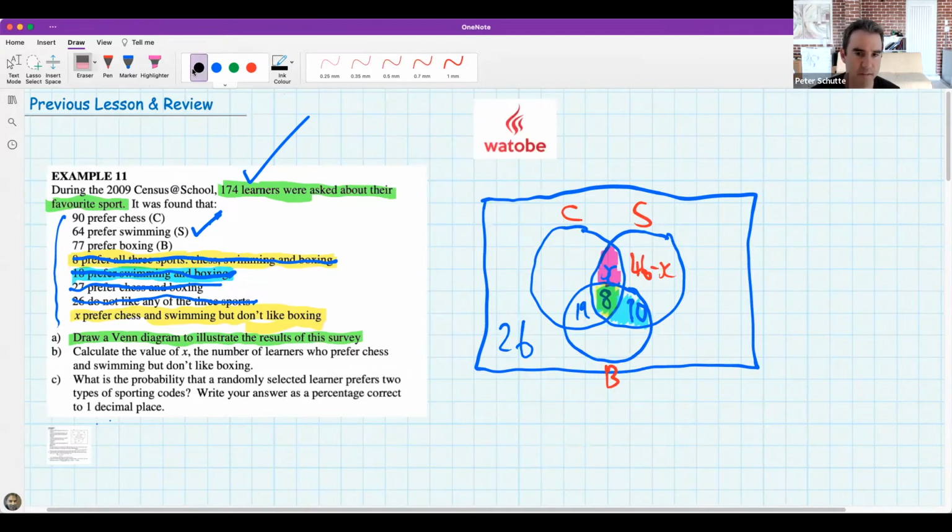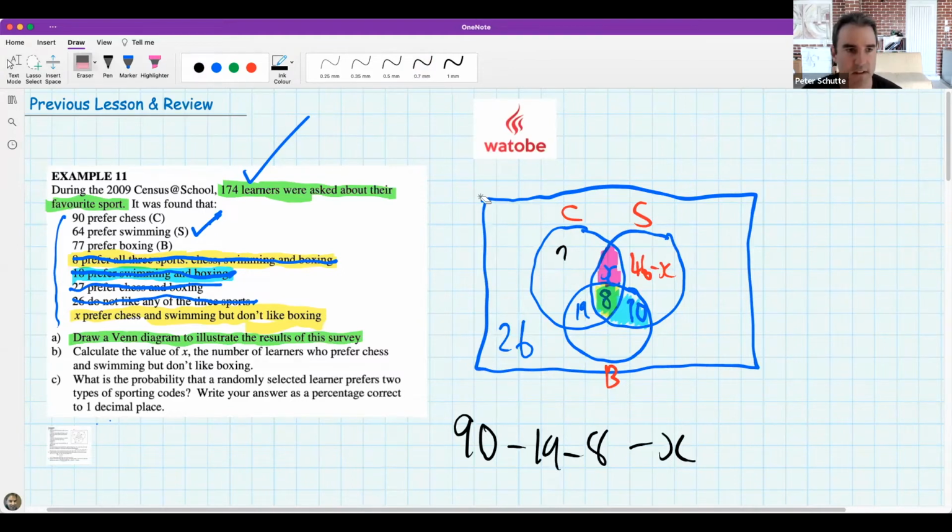Using the same thinking, I want to know, what do we get for that region? Yeah, let's get that one next. The missing region for chess. The same thinking, except chess has 90 to start with. So we go 90 minus 19 minus 8 minus x, and we will get 63 minus x.